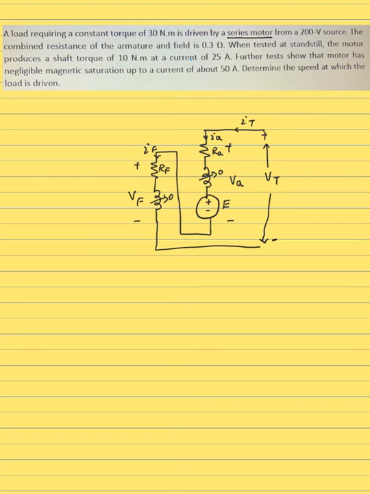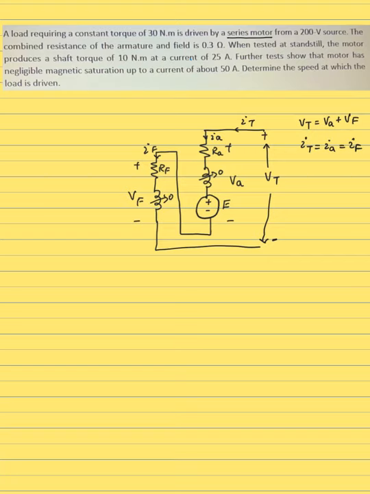So I have drawn the series motor configuration, and in case of series motor, you guys are aware the total supply voltage is supplied to both armature and field, and the total current IT is the same as whatever flows through the armature, which is the same as whatever flows through the field. Okay, so what are we going to do in this case?